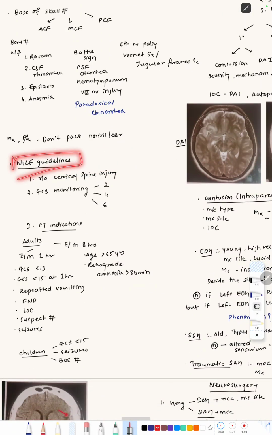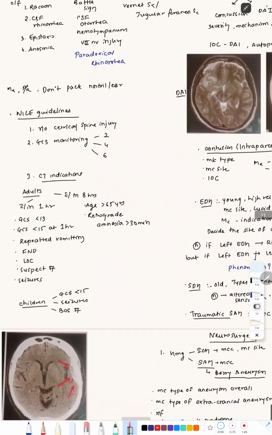Then there are the NICE guidelines. So NICE guidelines, first step is you have to rule out cervical spine injury. The second step is GCS monitoring. So Glasgow Coma Scale monitoring should be done as 2-4-6 hours. For the first 2 hours, you have to do the monitoring after every half an hour. For the next 4 hours, after every 1 hour, monitoring is required, and for the next 6 hours, after every 2 hours, the monitoring is required.